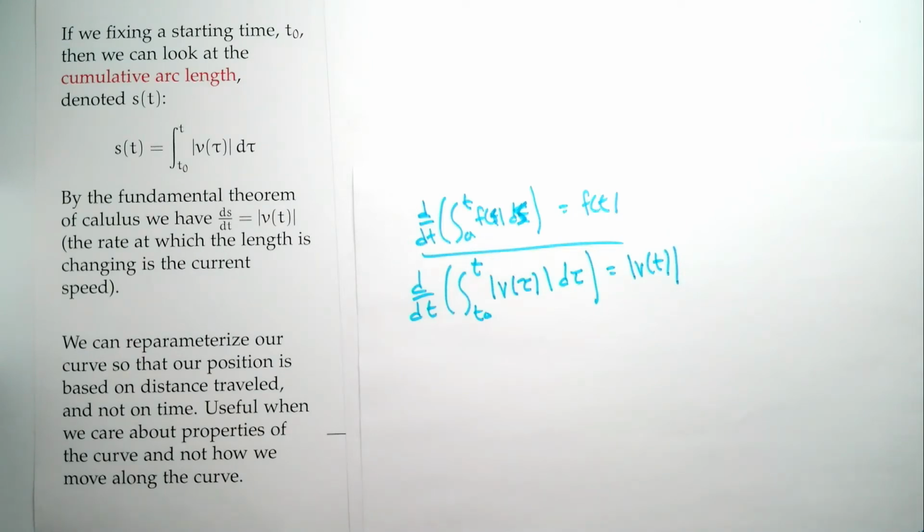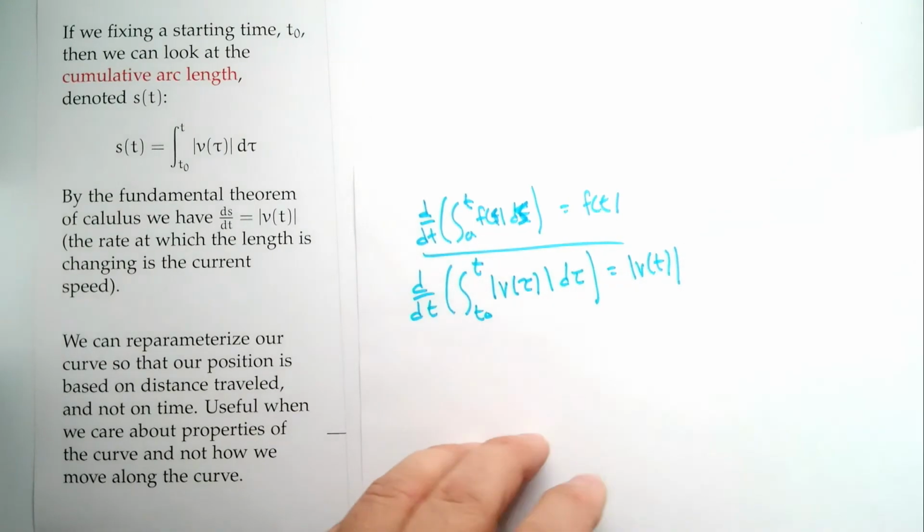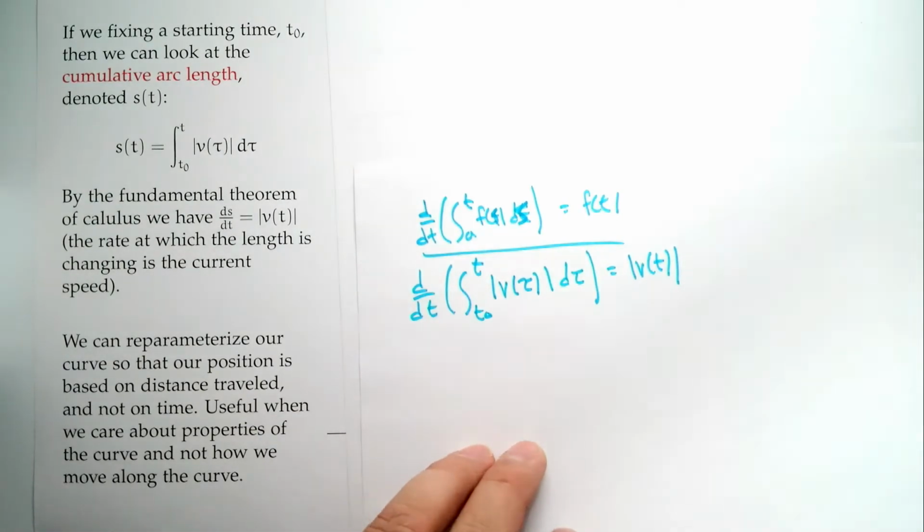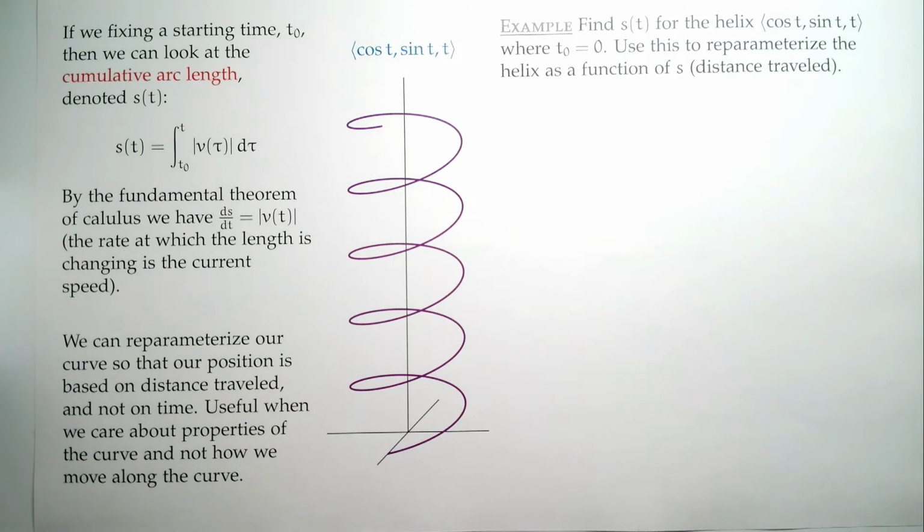Now, why do we care? Well, we can reparameterize our curve so that we say, look, I want to know my position based on how far I've gone. Not on what time it is, but how far I've gone. So it says, I want to know where I'm at where I've gone a distance of 3 units, where I'm at where I've gone a distance of 5 units, and so forth. So, as an example, we'll take a curve. It's a very nice curve. It's a helix. So cosine t, sine t, t.